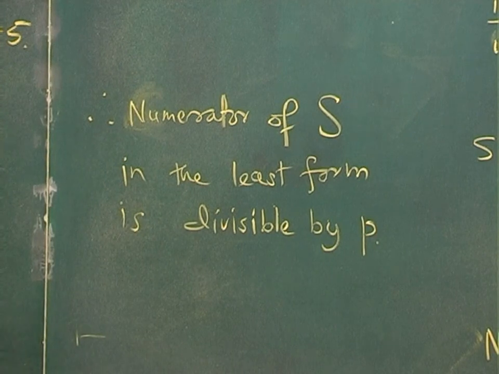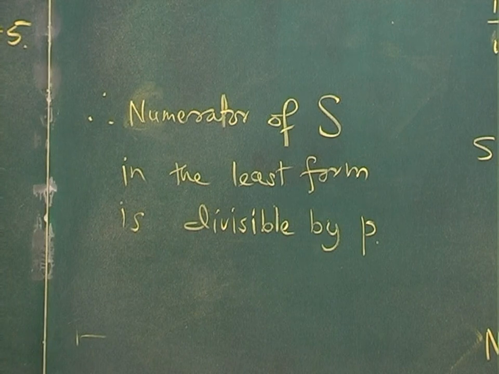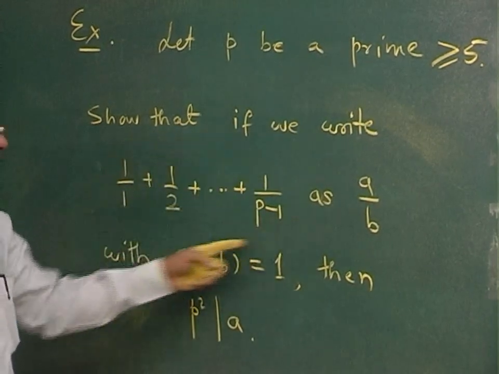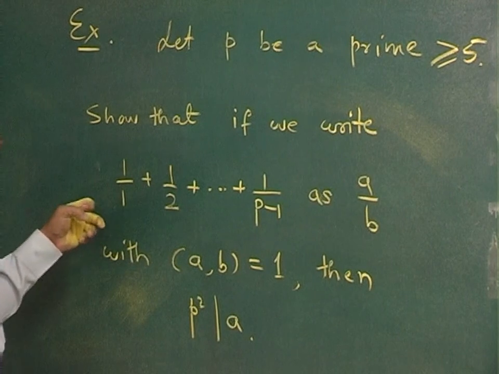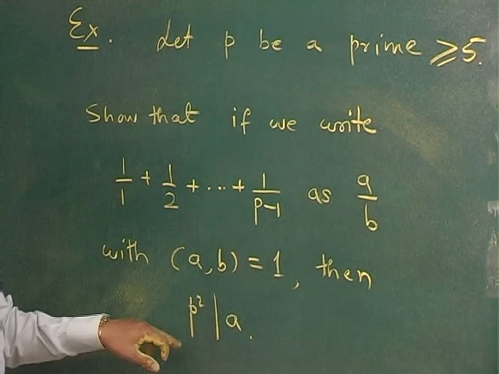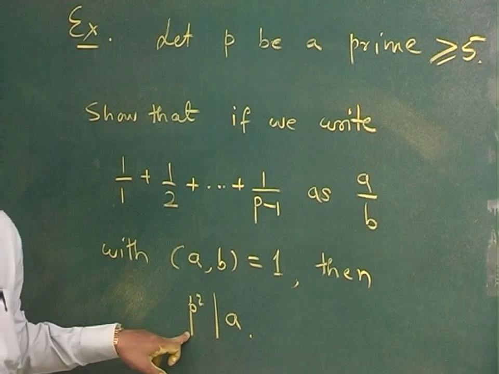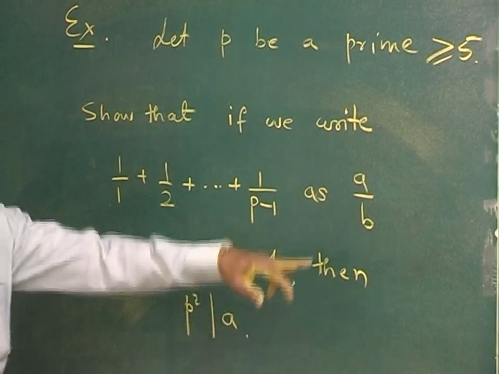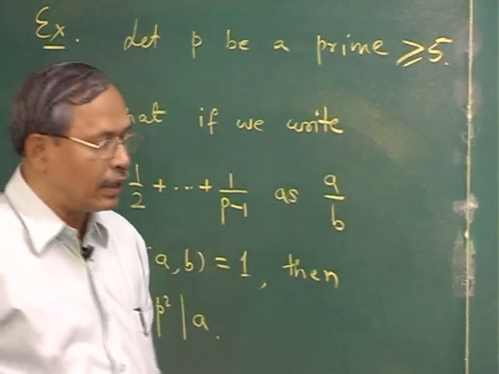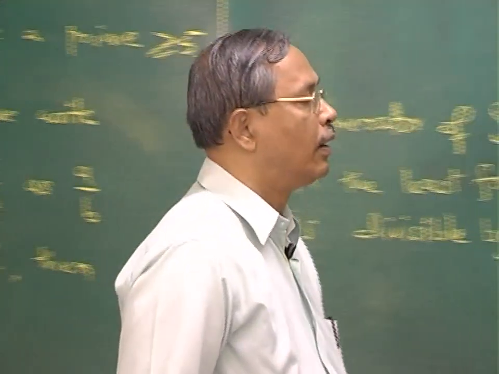This is a simple fact. Just take together 1 upon i and 1 upon p minus i. That gives us divisibility of this sum S by p, that is, its numerator is divisible by p. But in this problem, what we want is that the numerator is divisible by p square, more than what we have done here. This just can be done by adjusting terms, taking terms together.